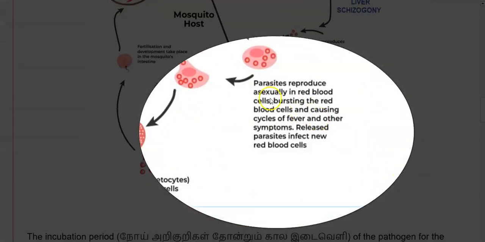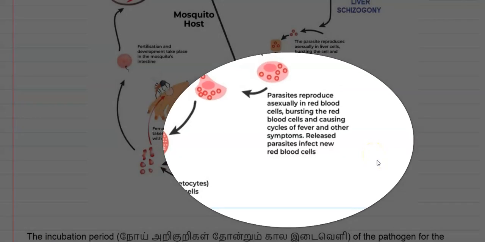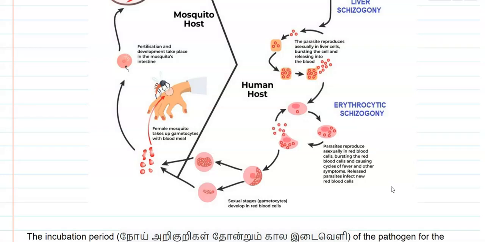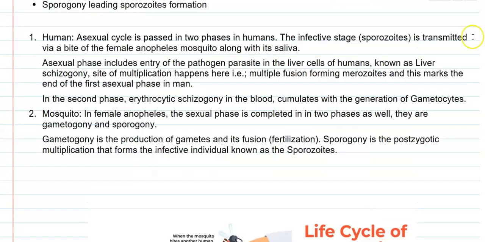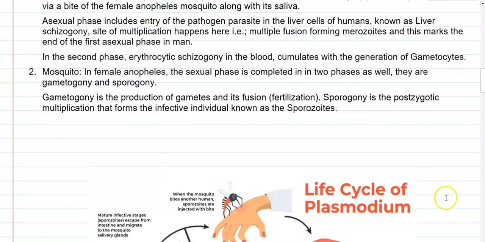That is, parasites reproduce asexually in the red blood cells. This results in the bursting of the red blood cells and causing cycles of fever in the host, that is in the humans, and they can cause other symptoms such as headache, nausea, vomiting, loss of appetite and even difficulty in breathing. The erythrocytic schizogeny finally results in the formation of the gametes.